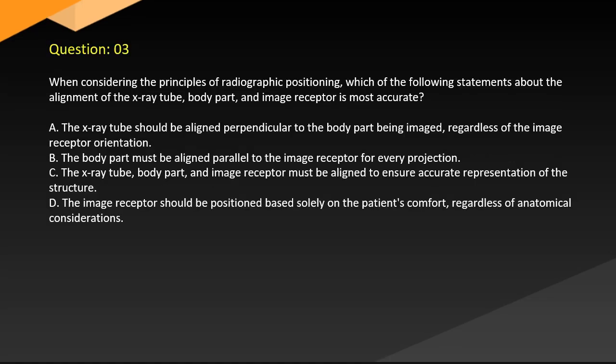Question 3. When considering the principles of radiographic positioning, which of the following statements about the alignment of the X-ray tube, body part, and image receptor is most accurate? A. The X-ray tube should be aligned perpendicular to the body part being imaged, regardless of the image receptor orientation. B. The body part must be aligned parallel to the image receptor for every projection. C. The X-ray tube, body part, and image receptor must be aligned to ensure accurate representation of the structure. D. The image receptor should be positioned based solely on the patient's comfort, regardless of anatomical considerations.